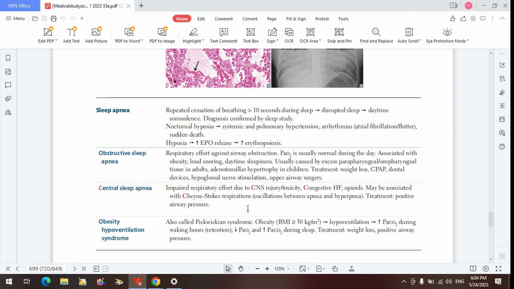But this one is different from obstructive sleep apnea, because in obstructive sleep apnea you don't have hyperventilation. Do you get it? They don't have the hyperventilation, but in central sleep apnea you have hyperventilation alternating with an apneic period and hyperventilation. We'll explain why. So that pattern is your Cheyne-Stokes respiration.